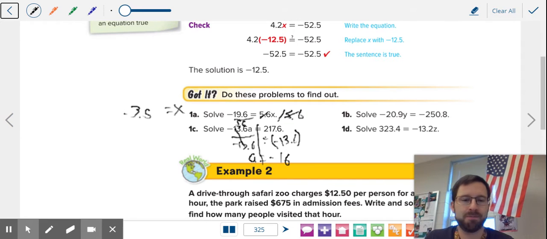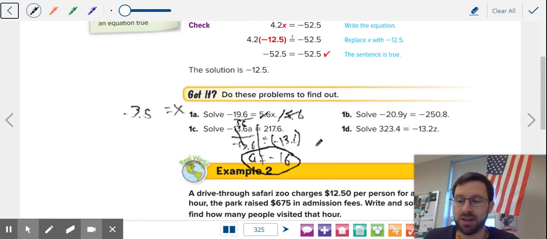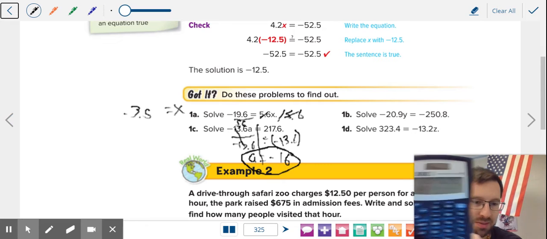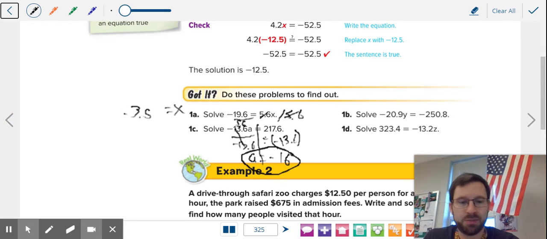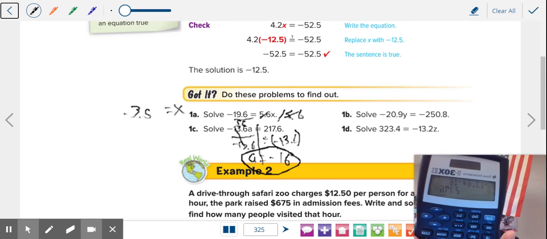Okay, now, one nice thing about equations, which was not nice about the last unit, is you can check your answer. So what I can do is I can check, there's my negative 16. I can check to see if my answer is right. So I'm going to plug it in now. Negative 13.6 times negative 16 equals 217.6.